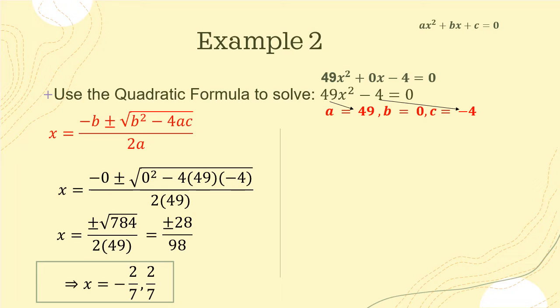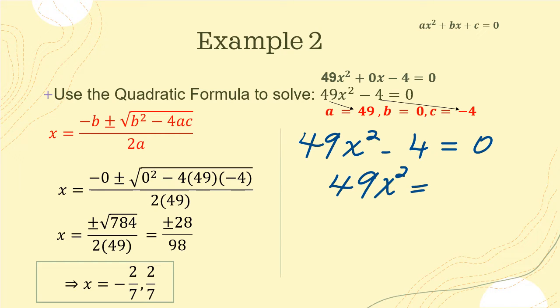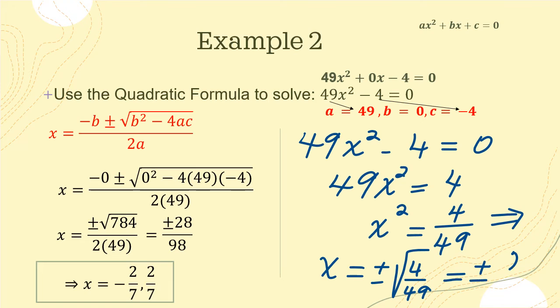Now we can solve this problem using the square root property. So we're gonna plug in 4 on the right hand side. Now we're gonna divide by 49, and by the square root property, x equal plus or minus 2 over 7.